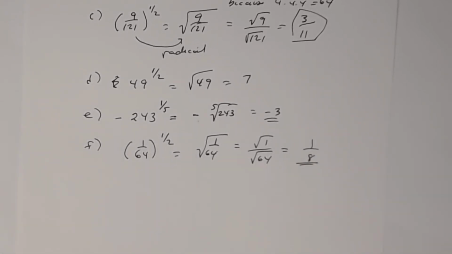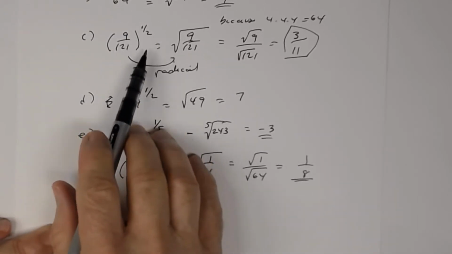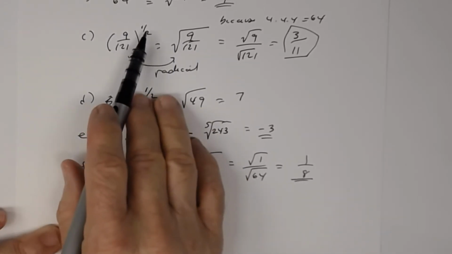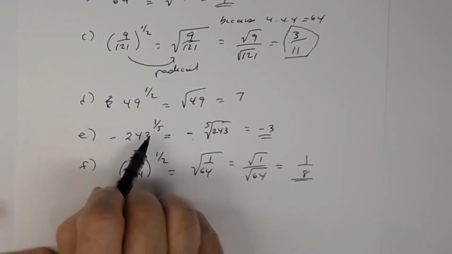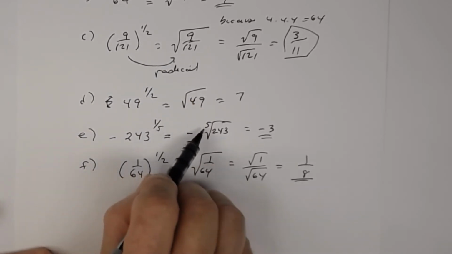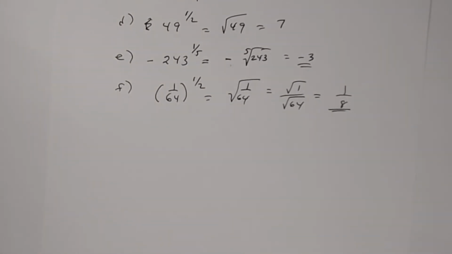All right, so that was number 4. So it's not that difficult, just knowing how to go from a rational exponent to a radical. See that denominator is your index. The denominator is your index. Okay? All right. So let's look at this one.